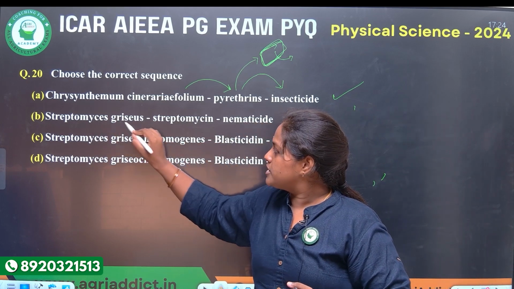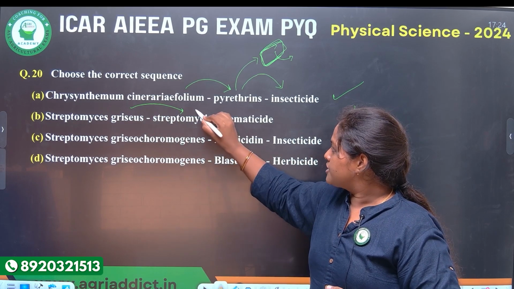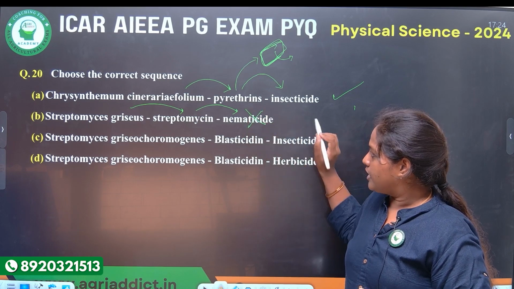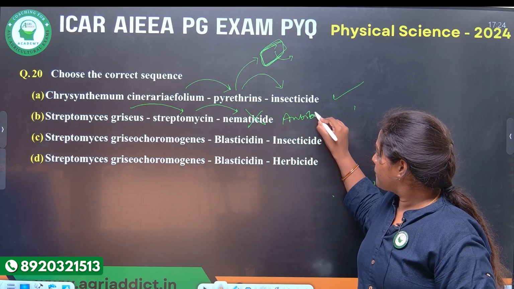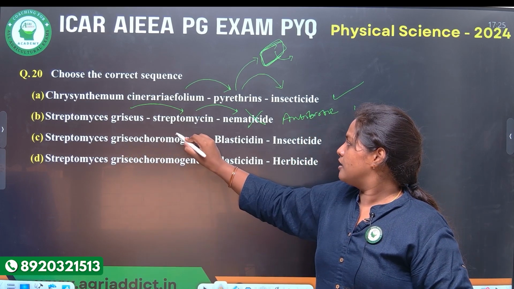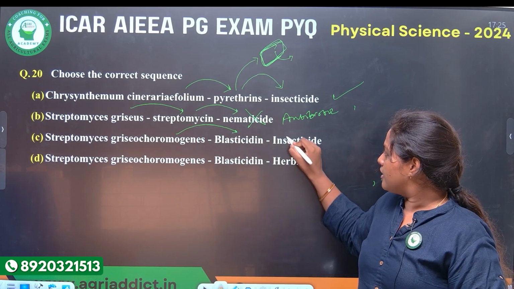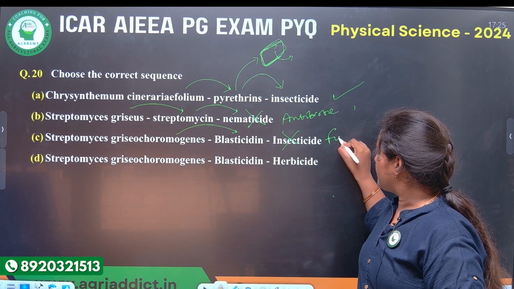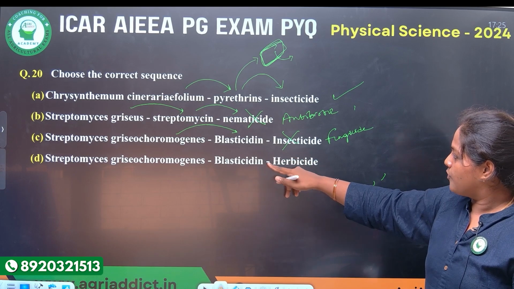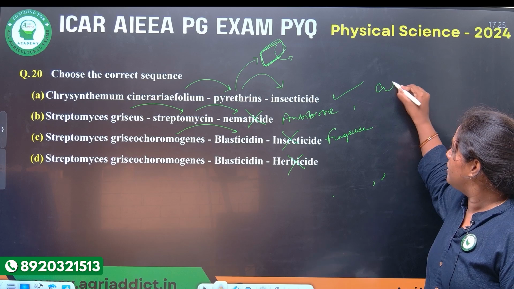Next, Streptomyces griseus. The substance prepared from it is streptomycin, correct? And streptomycin, is it a nematicide? No, it is an antibiotic. Then Streptomyces griseochromogenes. Blasticidin is extracted from it. Again, blasticidin, is it an insecticide? No, it is a fungicide. Right? So again another option also has the same combination. They gave herbicide. It is again wrong. So the answer is option A.